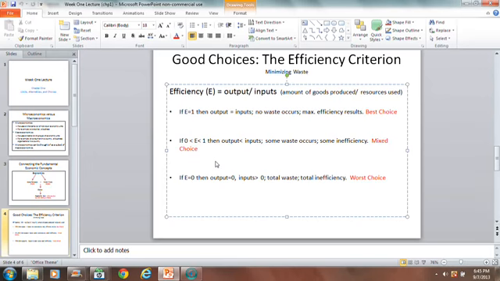The absolute most horrendous case is where we take some positive amount of inputs, run them through a production process, and get no output. If I take 5 inputs, run them through a production process, and nothing comes out in terms of goods and services, then all those inputs got wasted, and that's a sign of total inefficiency, or the absolute worst choice. So when it comes to making choices, we want choices that result in the minimization of waste, because wasting scarce resources translates into goods and services that will never be produced.